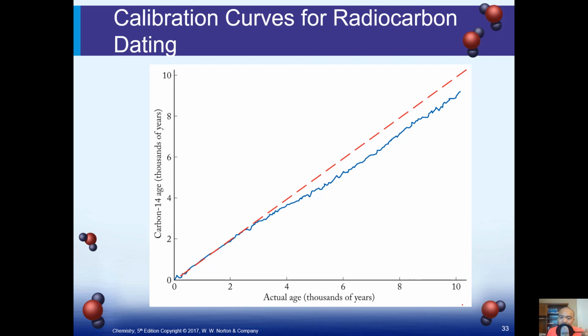Then corrections are made for these variations, and careful analytical techniques are used to avoid contamination. Radiocarbon dating can produce results that are accurate to plus or minus 40 years for samples that are 500 to 50,000 years old.